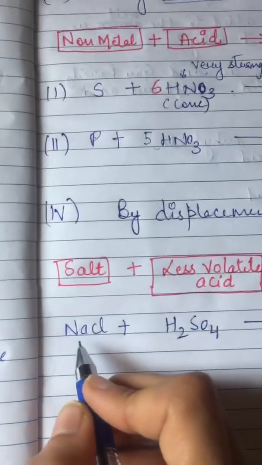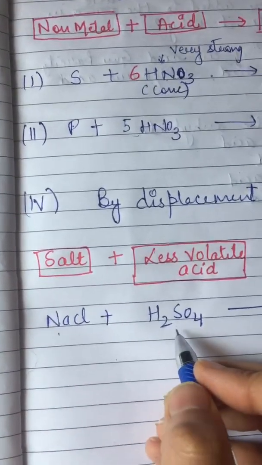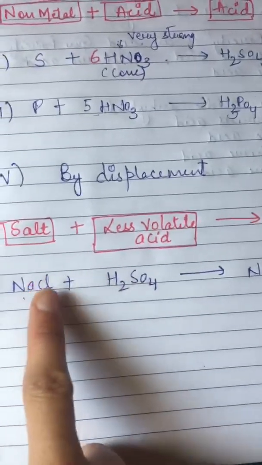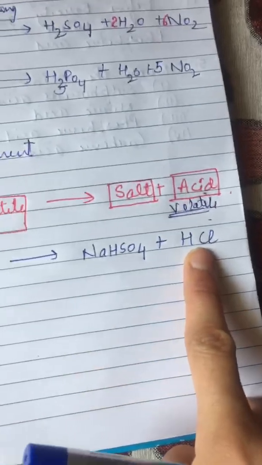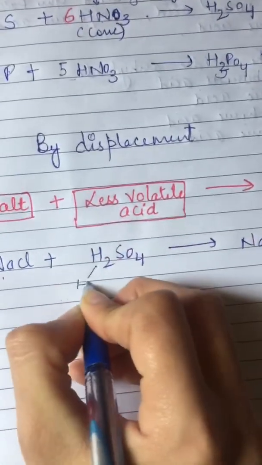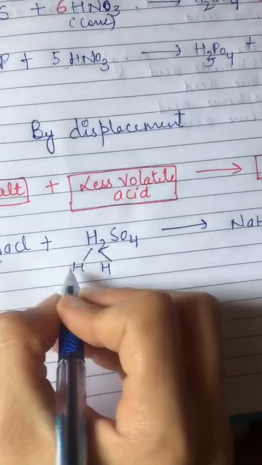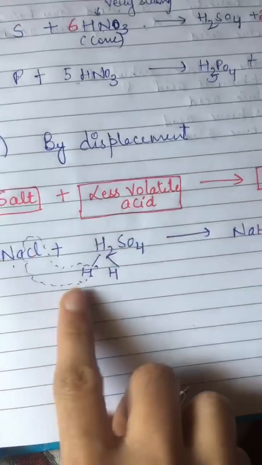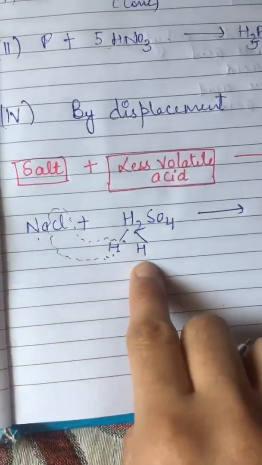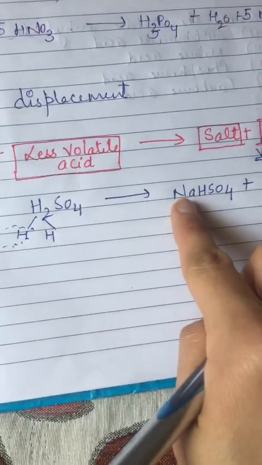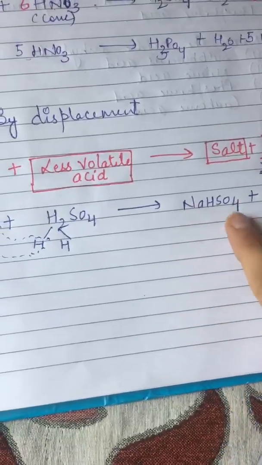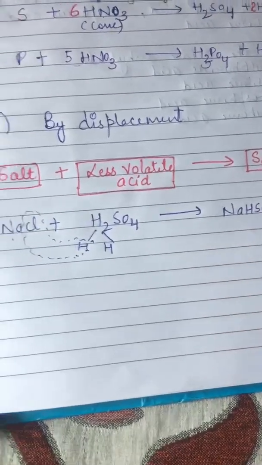So NaCl plus H2SO4, right? In this case, we have to form HCl. There are two H, right? H and Cl combine, HCl acid is formed, leaving behind NaHSO4, sodium hydrogen sulfate or sodium bisulfate, right?